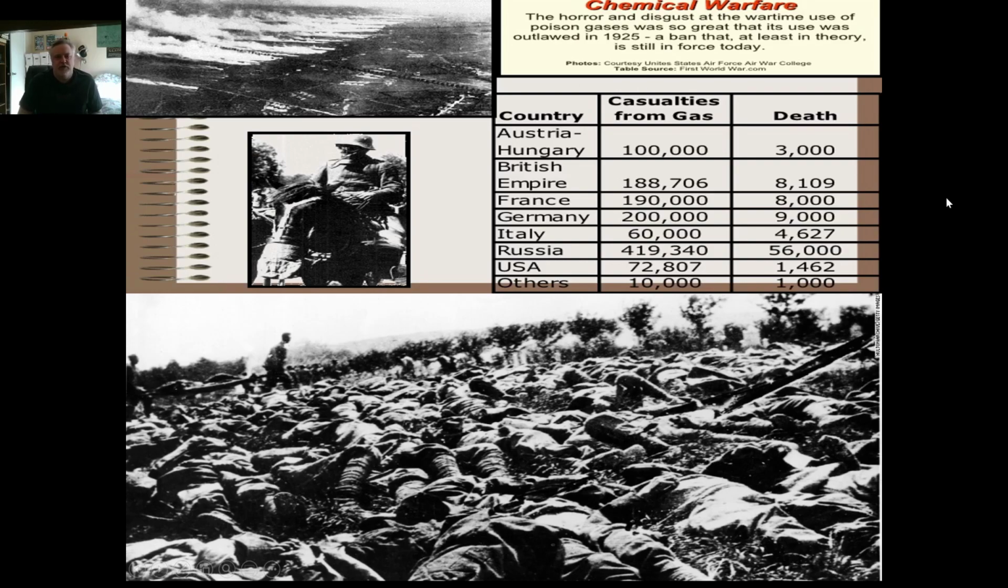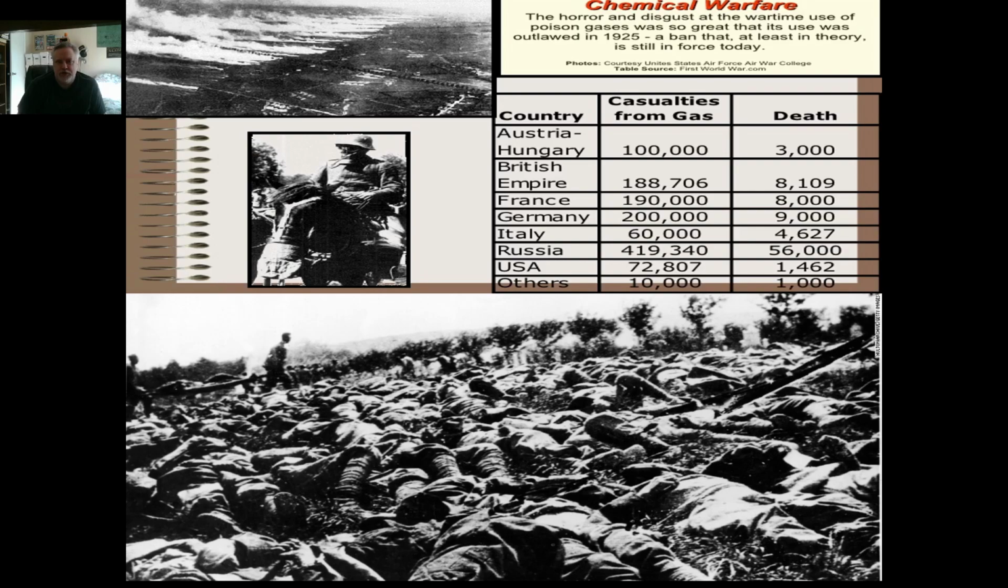They didn't know how to use this stuff effectively. There's one story that says the Germans were experimenting with one particular chemical delivery system and accidentally blasted a hole through the French lines, and they could have walked to Paris if they wanted to, but they had no idea how effective the weapon was going to be.